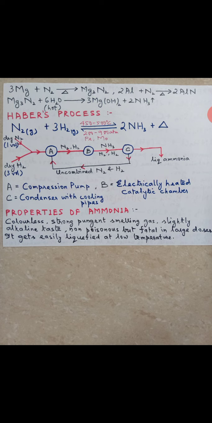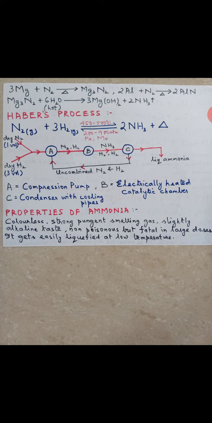Got it? The total volume of the gas on the reactant side is 4 and the total volume on the product side is 2. You can see that. So the reaction is taking place with a decrease in volume. If any reaction is taking place with a decrease in volume, the pressure should be increased. So hence we prefer 200 to 900 atm pressure.